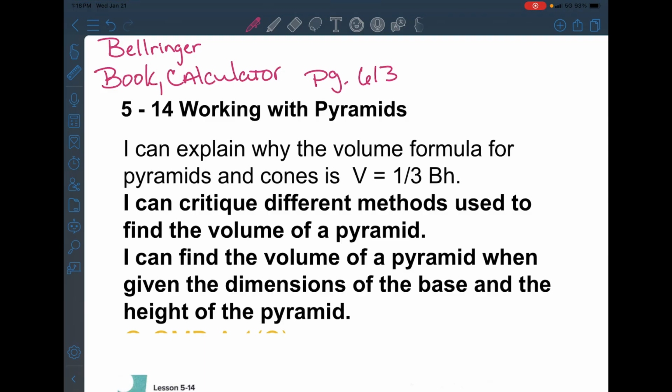We're going to be on page 613. Today we're talking about more pyramids and cones like we did yesterday. We're also going to do lesson 16. We're going to skip 15, so we're just going to kind of hit some things.